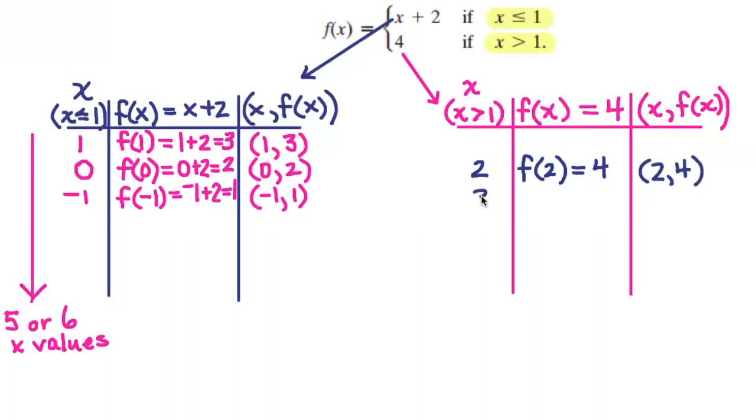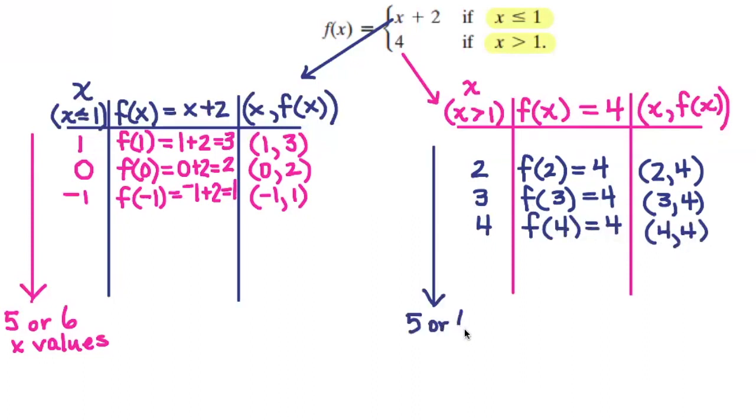I'm going to continue picking numbers bigger than 1. Once again, I would recommend a minimum of 5 or 6 x values in your table. Now, I did leave a space above 2 in this case. x greater than 1 means x can be any number really, really close to 1, but it can't equal 1. And to help me get this graph to be accurate, I'm going to want to choose something that's just a little bit above 1. I'm going to use 1.5. Still gives me an output of 4. And again, once you have 5 or 6 values in your table, you're ready to graph.